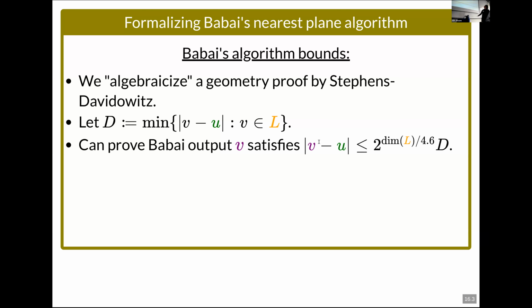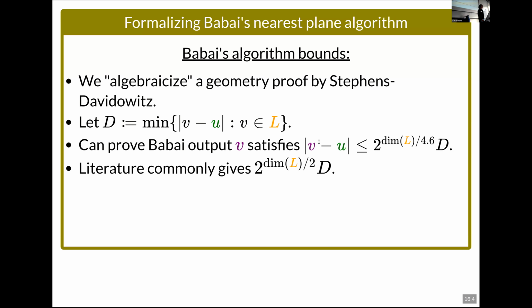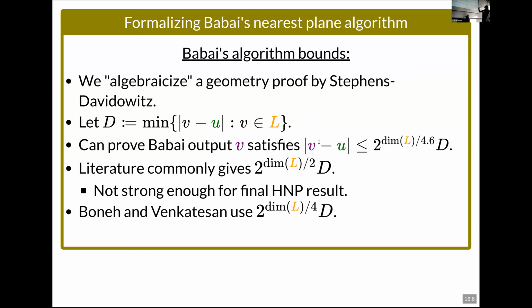OK, so I think the best result in the literature has the fudge factor something like 2 to the dimension of L over 4.6. So this is quite strong. But typically in the literature, you'll see something like dimension of L over 2 in the exponent. Actually, so this is not strong enough for our HMP result. This is not strong enough for our proof strategy, and in the original paper as well. So in the original paper, the authors use dimension of L over 4 in the exponent. So proving these stronger results, improving from dim L over 2 to dim L over 4, this requires a lot of tinkering with the parameters and requires a much more technical proof.